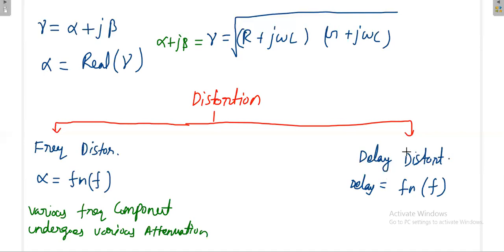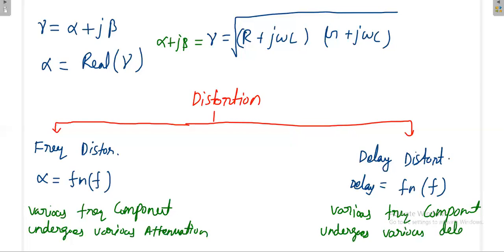Okay, so each frequency component is undergoing a different delay. Various frequency components undergo various delays.